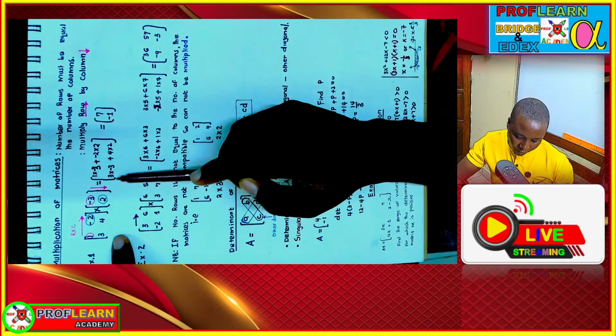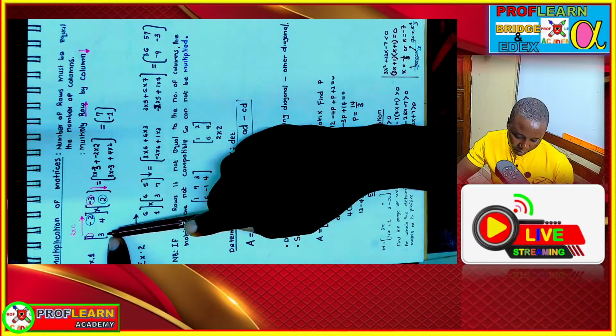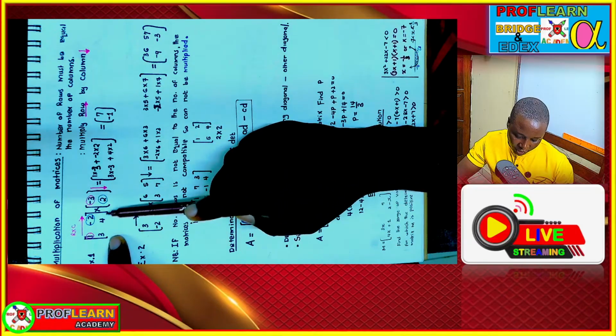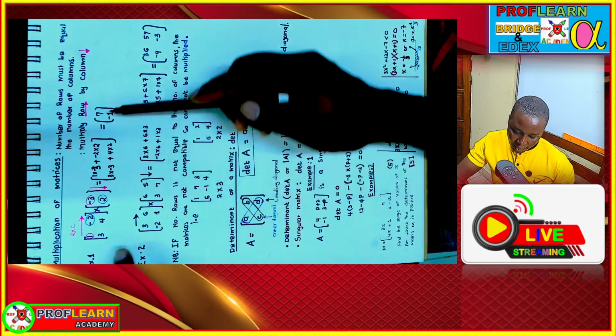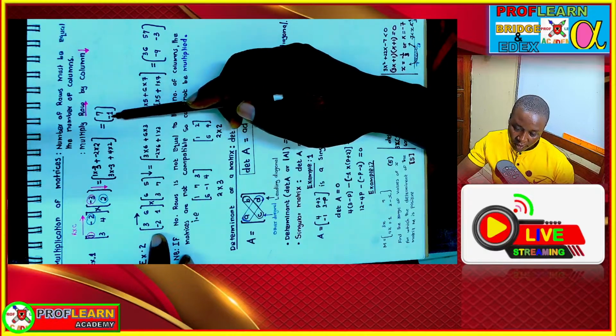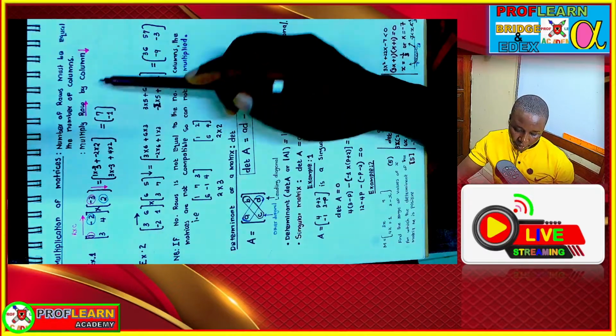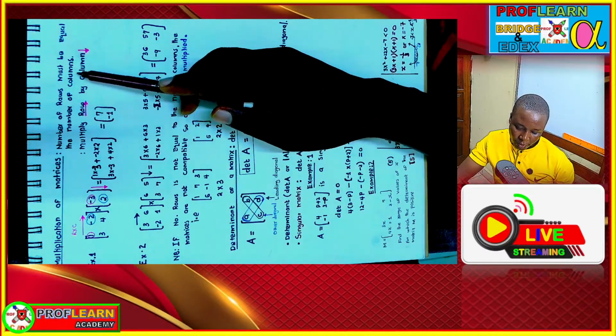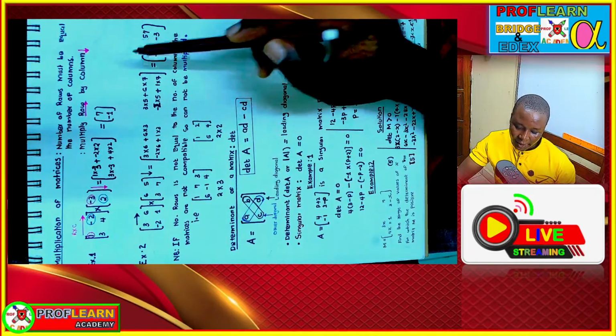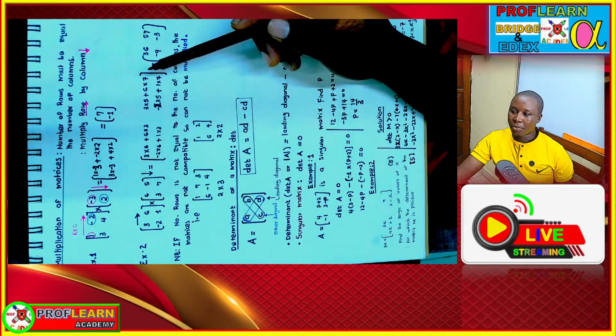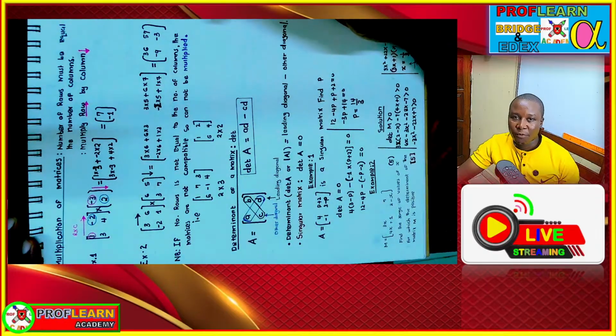Then if we want to find the element down here, it will be 3 times negative 3 plus 4 times 2. If you add that, you're going to get 7, negative 1. The number of elements in the rows must be equal to the number of elements in the column for you to perform what we call multiplication of matrices.